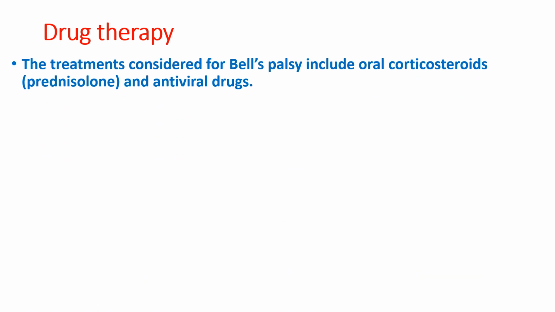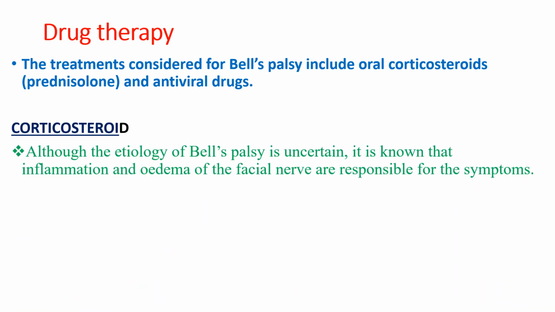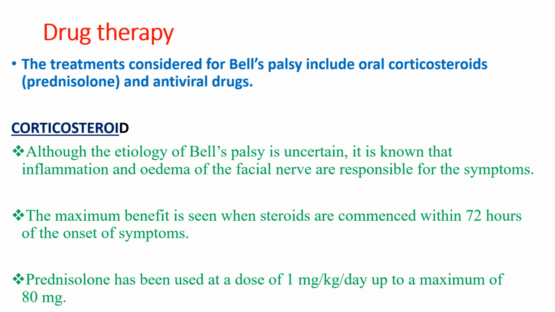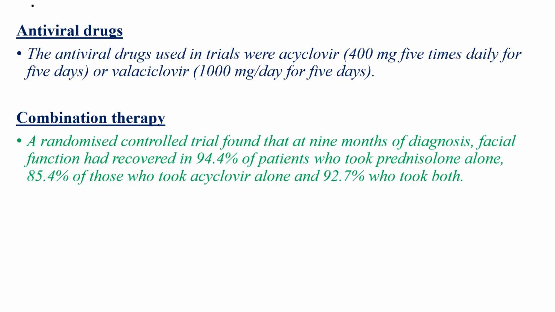When we came to the issue of drug therapy, the treatments considered for Bell's palsy include oral corticosteroids and antiviral drugs. Although the etiology of Bell's palsy is uncertain, it is known that inflammation and edema of the facial nerve are responsible for the symptoms. So, the maximum benefit of corticosteroids to reduce inflammation and edema is seen when steroids are commenced within 72 hours of onset of symptoms. Prednisolone is used at a dose of 1 mg per kg per day up to a maximum of 80 mg daily for 10 days.